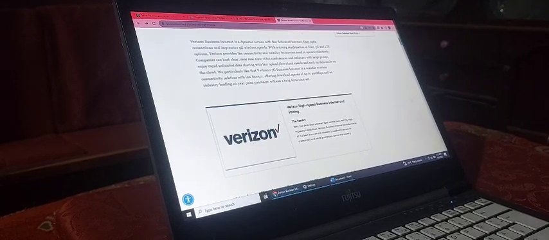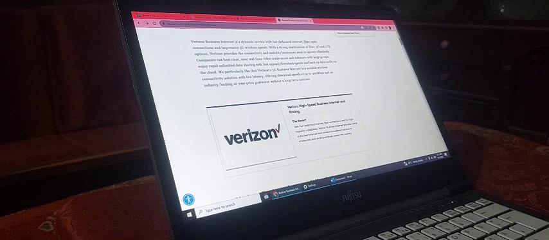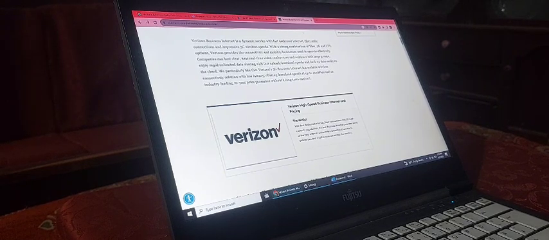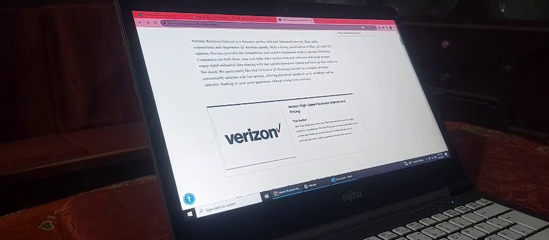Verizon business internet is a dynamic service with fast direct internet fiber connections and impressive 5G wireless speed and strong combining fiber, 5G and LTE options. Verizon provides the connectivity and mobility businesses need to operate effectively.